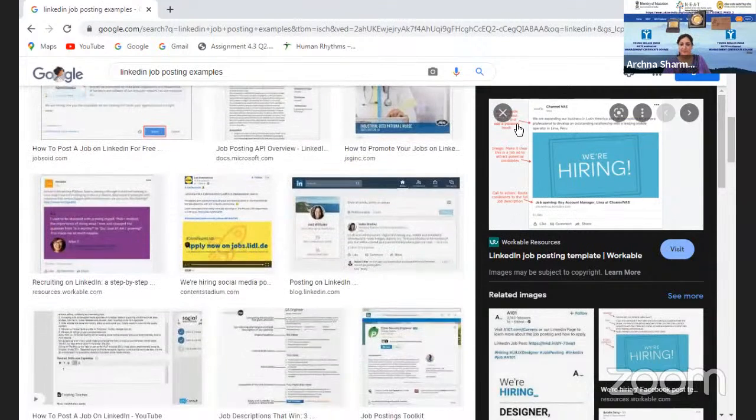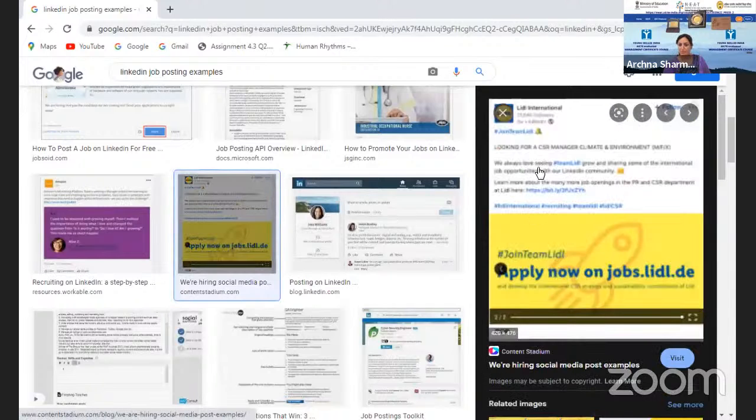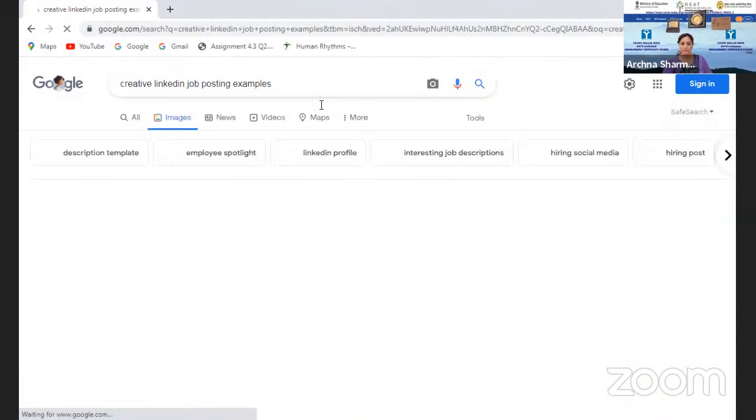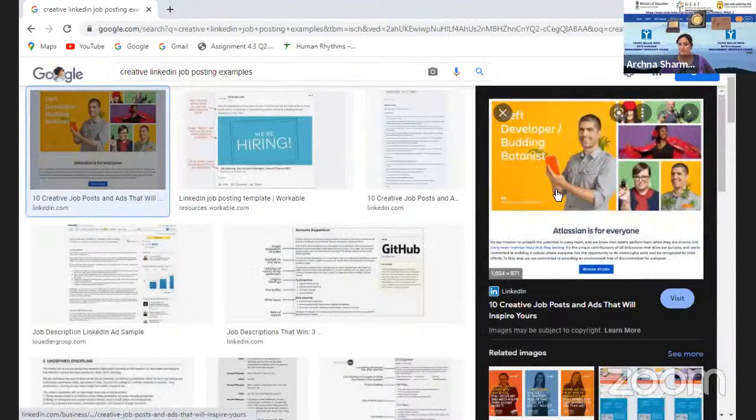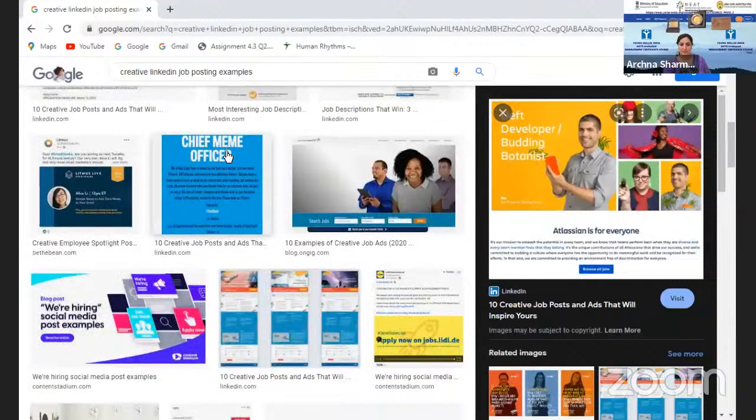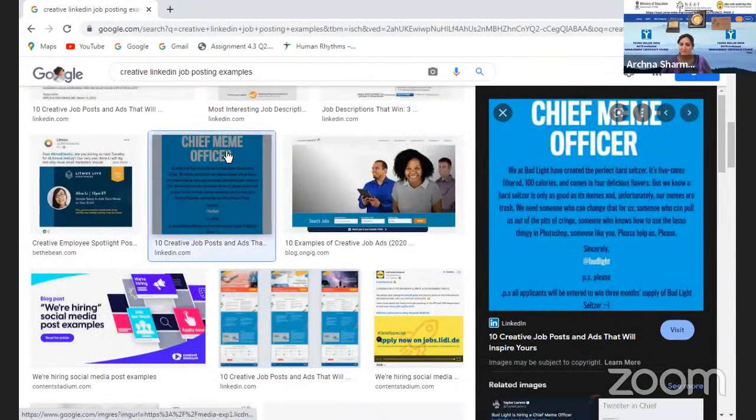It has different kinds of things. And this yellow one, see, looking for CSR manager, join team. Apply now. Let's see some creative examples. Developer, budding botanist. It's not in our language. Chief meme officer. Now it would be for a creative company, where they make memes.